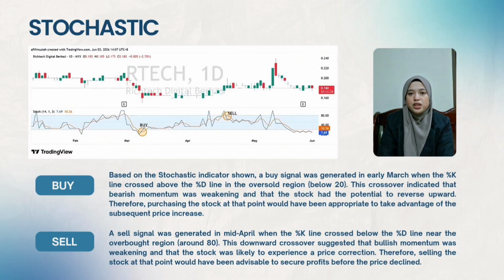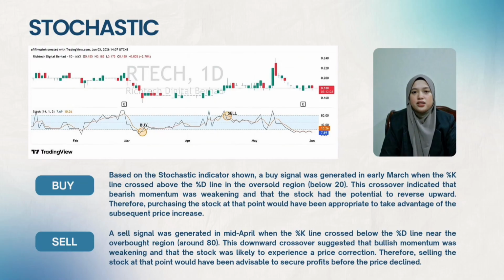Investors should monitor the indicator closely and wait for the percentage K line to cross above the percentage D line before considering a buying opportunity. Therefore, the stochastic is a useful technical indicator for determining market momentum and identifying potential entry and exit points.